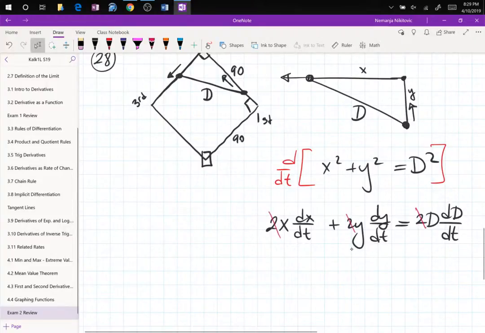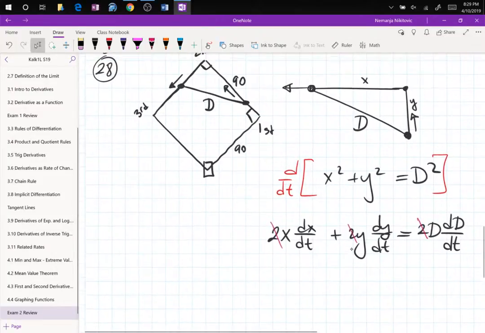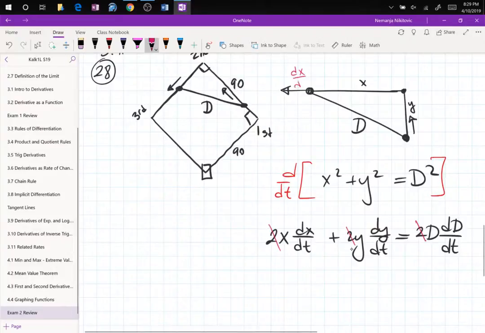Now they gave me speeds. I labeled them, so this is my dx/dt speed. It's the guy running from second to third. And then there is the dy/dt speed, which is the speed of the guy who's running from first to second. And then there is dD/dt, which is the change in distance between them.